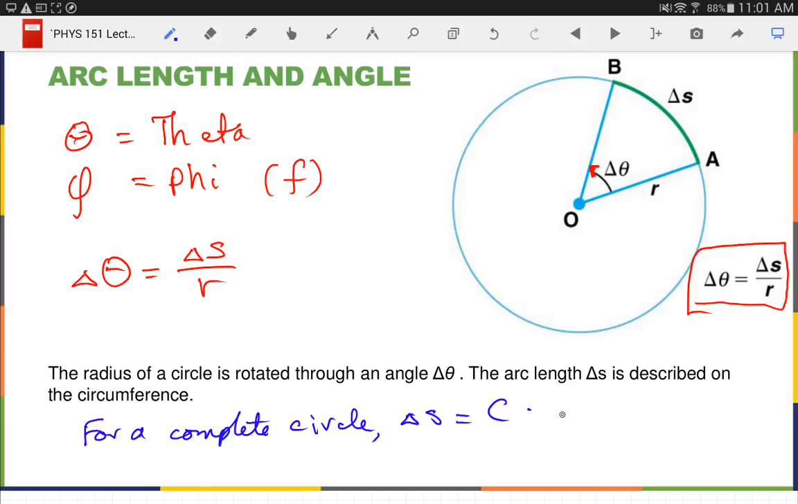Delta S is equal to the circumference, which is 2 pi times the radius. So if I put that into my equation for the angle for a complete circle, I have 2 pi r over r, and the r's cancel. I have 2 pi. What kind of units do I have?